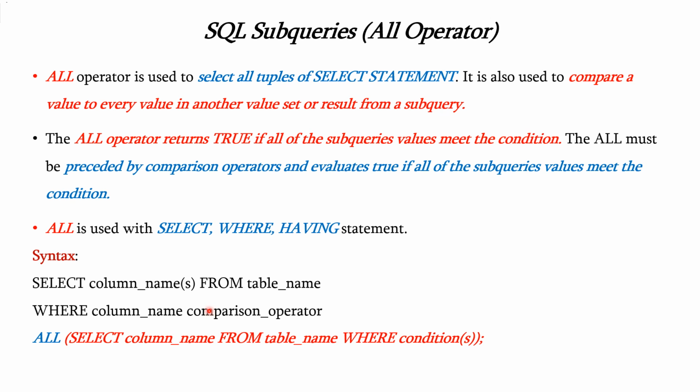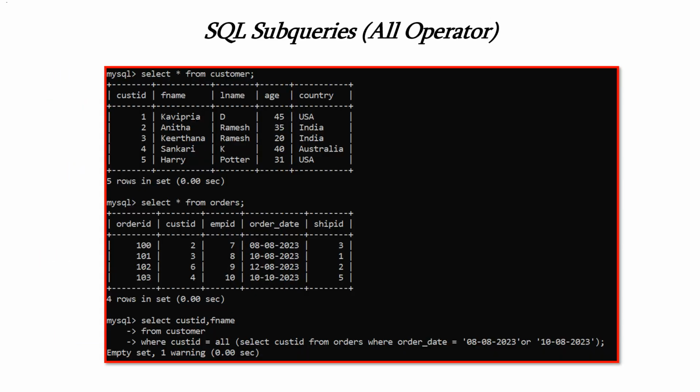So the syntax is select column names from table name, where column name, the comparison operator which we are using, followed by it we use the keyword ALL and write the subquery select column name from table name where conditions. So here we have again two tables, customers and orders. So we write the query as select customer ID comma first name from the customer table where cust ID is equal to ALL. So all the values in the subqueries have to meet the conditions. So the subquery has select cust ID from orders table where the order date is 8/8/2023 or 10/8/2023.